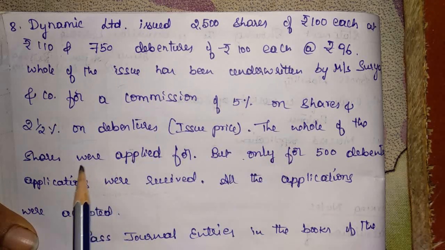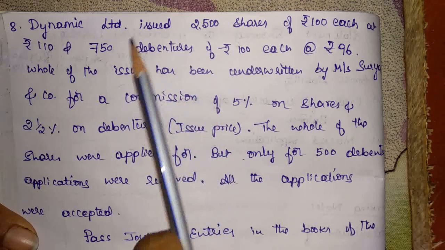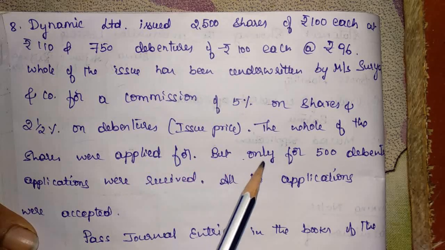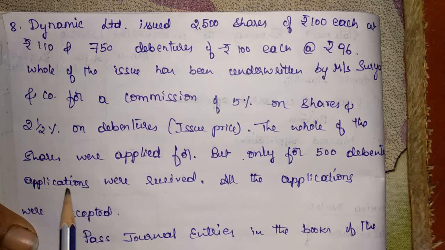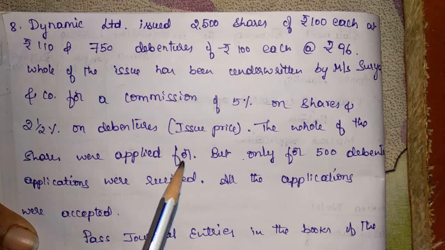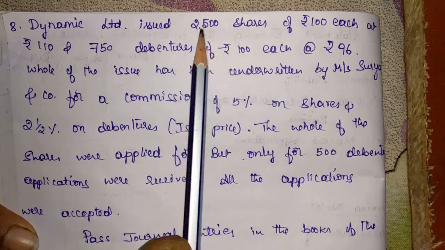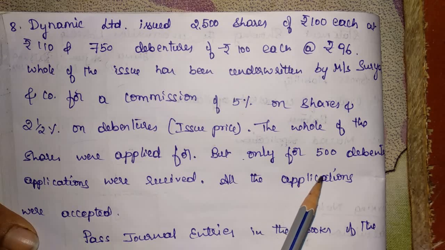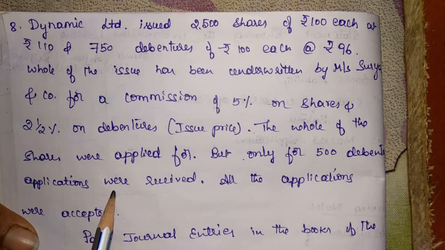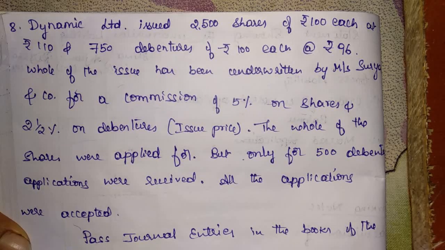The whole of the shares were applied for, so all 2,500 shares were applied for by the public, but applications were received for only 500 debentures. So out of 2,500 shares, the company receives applications for all the shares, that means 2,500, but only 500 debentures out of 750 were applied for by the public. All the applications were accepted. That means the company accepts the applications of the public and issues shares to the public.